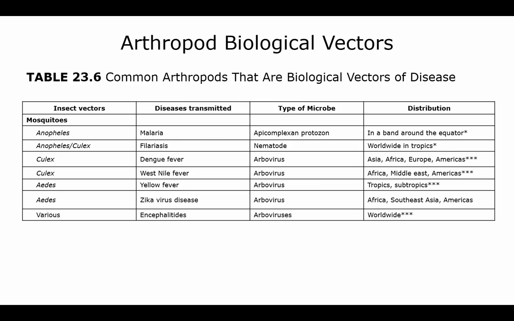And this table shows a list of the arthropod biological vectors. I want you to notice the first column, the insect vectors, the second column, the disease that's transmitted, and then the distribution in the last column where you find them.